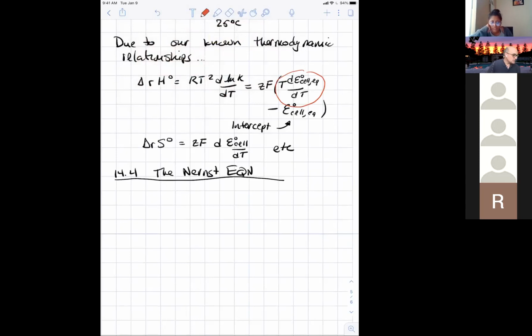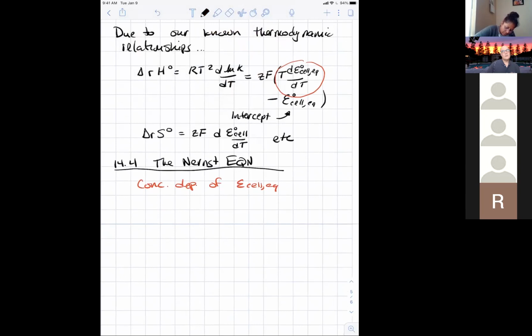And for that, we need the Nernst equation. We need the concentration dependence of this voltage, right? Because this is what we always do. We get the concentration dependence of some variable. And then if we extrapolate this to zero concentration or whatever concentration our standard is defined at, then we can get the standard cell potential. So that's why we're doing this.